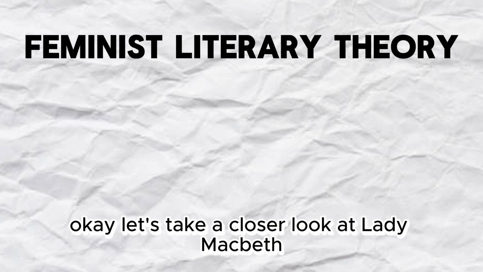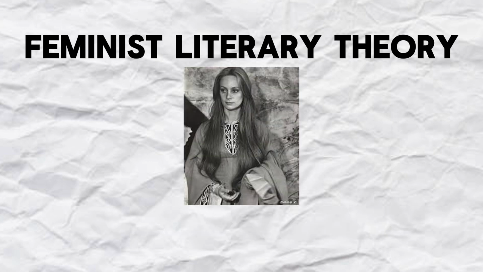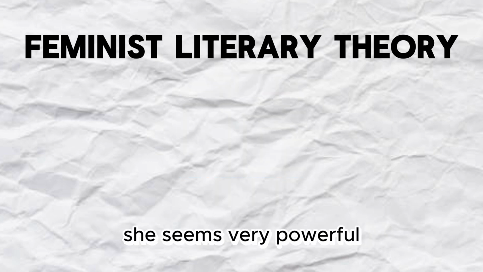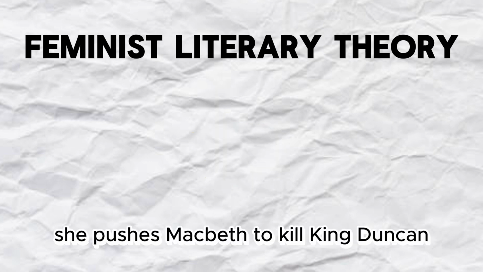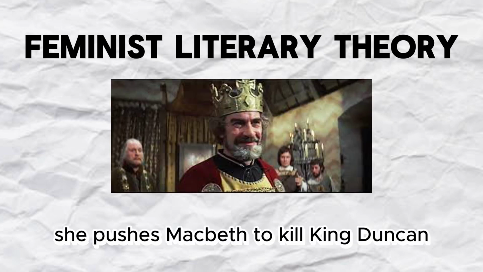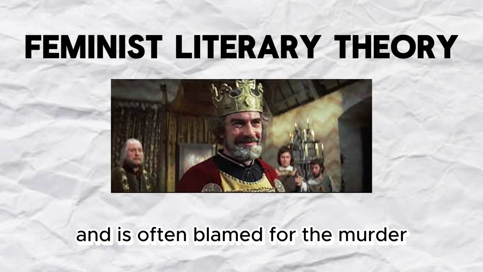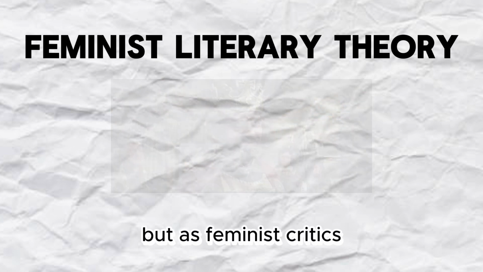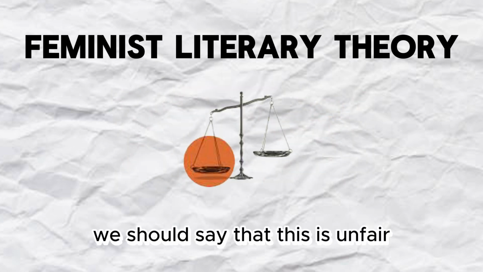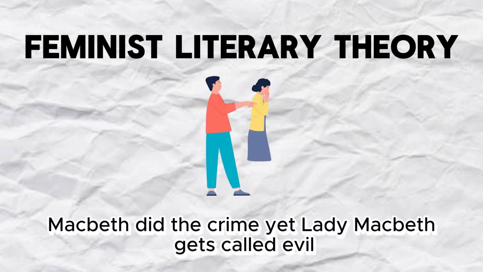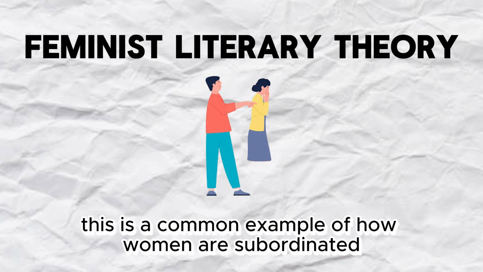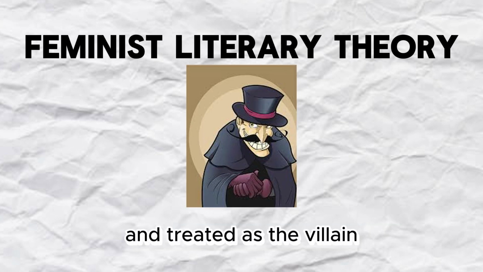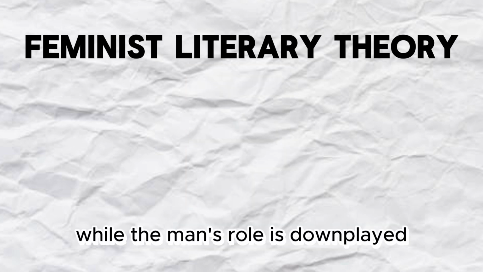Okay, let's take a closer look at Lady Macbeth. At the beginning of the play, she seems very powerful. She pushes Macbeth to kill King Duncan and is often blamed for the murder. But as feminist critics, we should say that this is unfair. Macbeth did the crime, yet Lady Macbeth gets called evil. This is a common example of how women are subordinated and treated as the villain, while the man's role is downplayed.